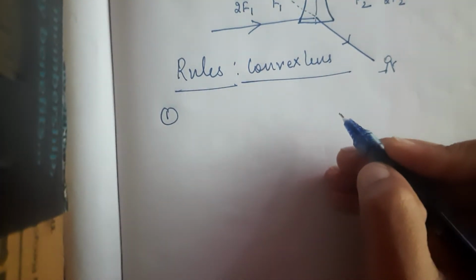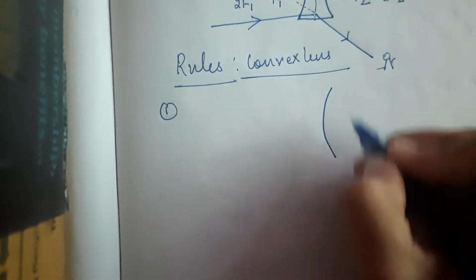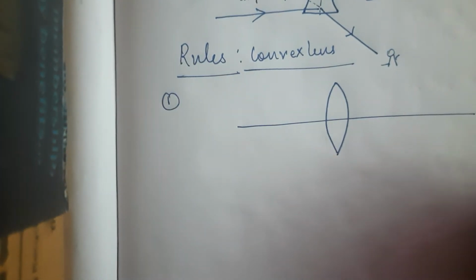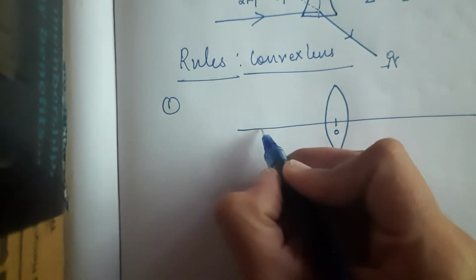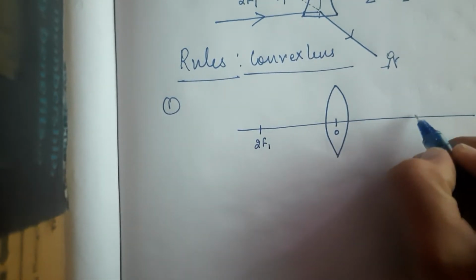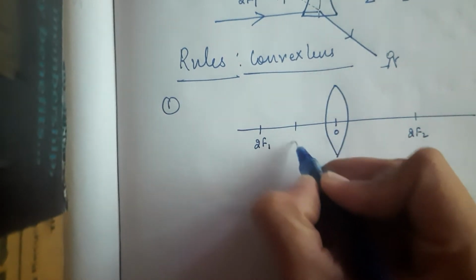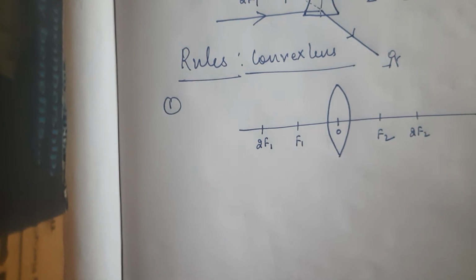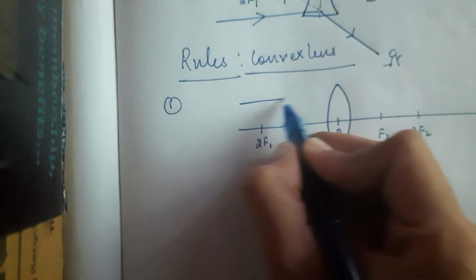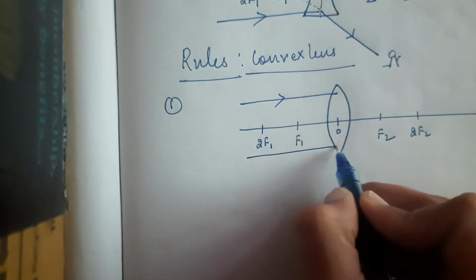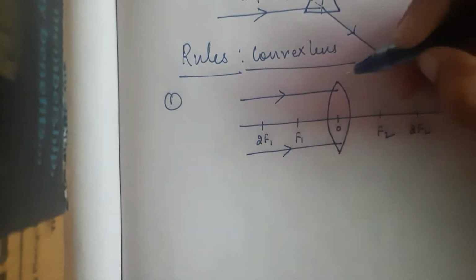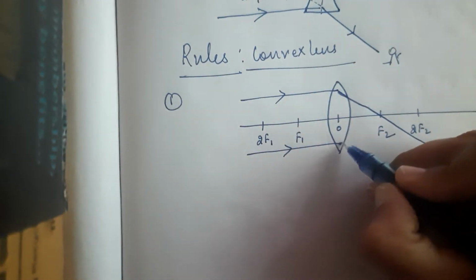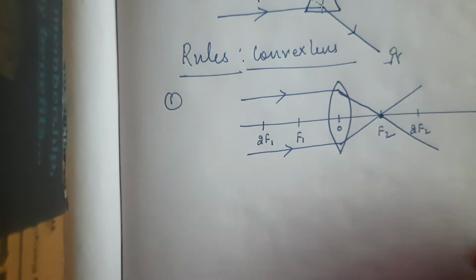There are three rules that you have to keep in mind. Draw the convex lens, mark the optical center, mark 2F1, 2F2, F1, F2. Okay, so the first rule says that the light coming parallel to the principal axis, which I have already explained to you, after refraction converges at a point called focus, right?